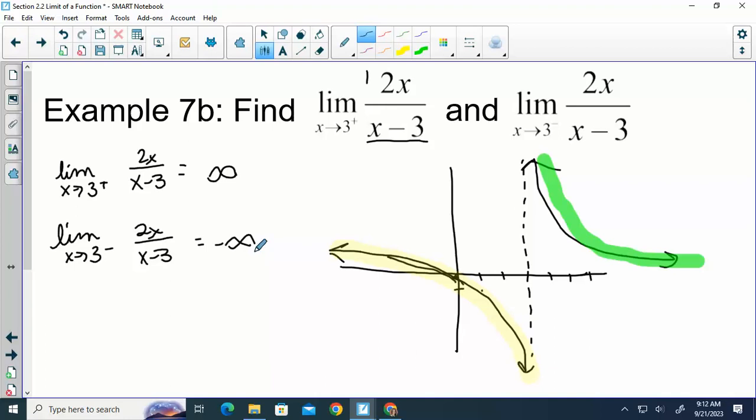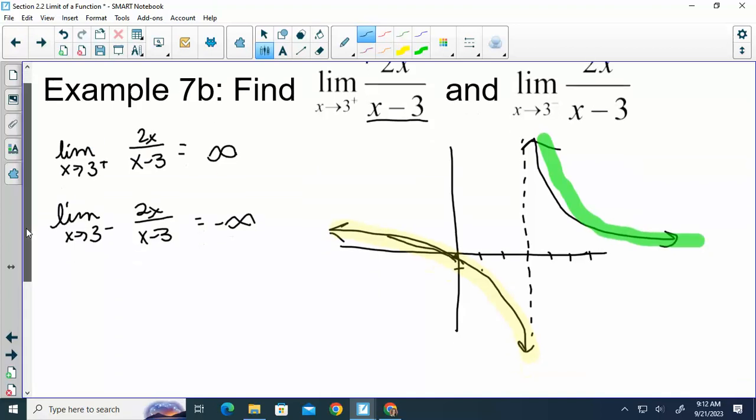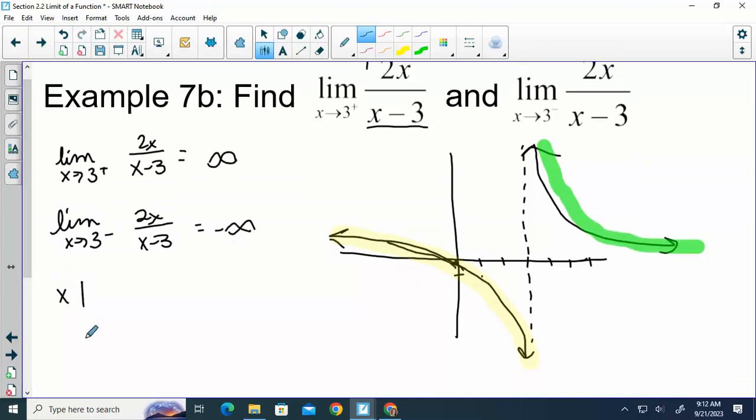Another way we could get this is by doing that T-chart, like we've done quite a few times. So for the right-hand one, you do things bigger than 3. And we're plugging them into 2x over x minus 3. Let's try it and see what we get.